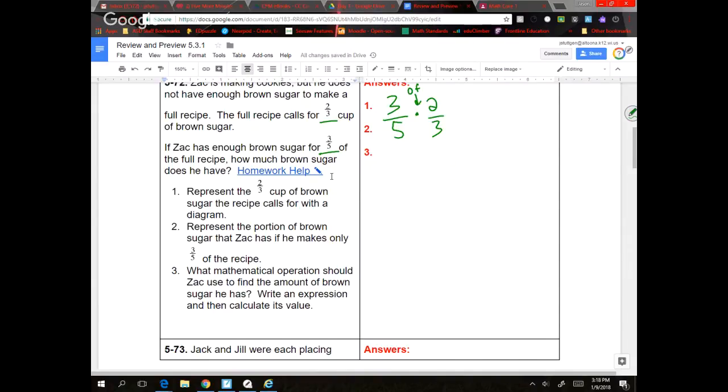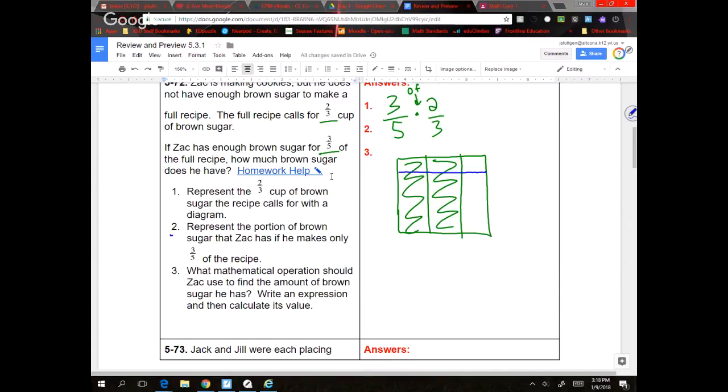Okay, so now actually answering the question. Number one, represent 2/3 of a cup of brown sugar in a diagram. So I'm going to choose to do a rectangle. You could have done circles or whatever. Now I'm going to divide this up into thirds, and I'm shading in 2/3 of it. Okay. Now number two says represent 3/5. So I'm going to divide this into fifths coming across.